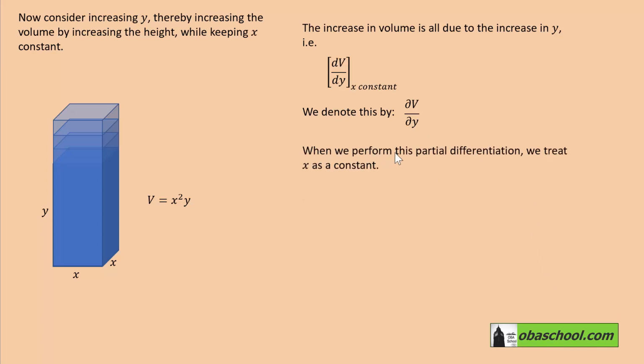When we perform this partial differentiation, we treat x as a constant. dv dy is therefore equal to x squared. If the x squared was a constant, say 4, then v would be 4y, and we know that dv dy would be just 4. So with x squared y, x squared is treated as a constant. It's just x squared.